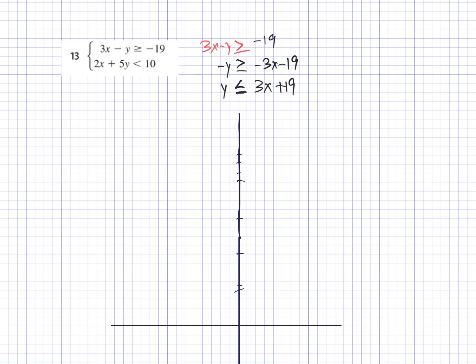It does have an equal sign, so it's a closed dot there. We go up 3 and over 1, up 3 and over 1, or down 3 and over 1, down 3 and over 1. And you just keep going until you're comfortable with what you have. It's nice to see where your x-intercepts are or where they're close to. All right, so this is a straight line.